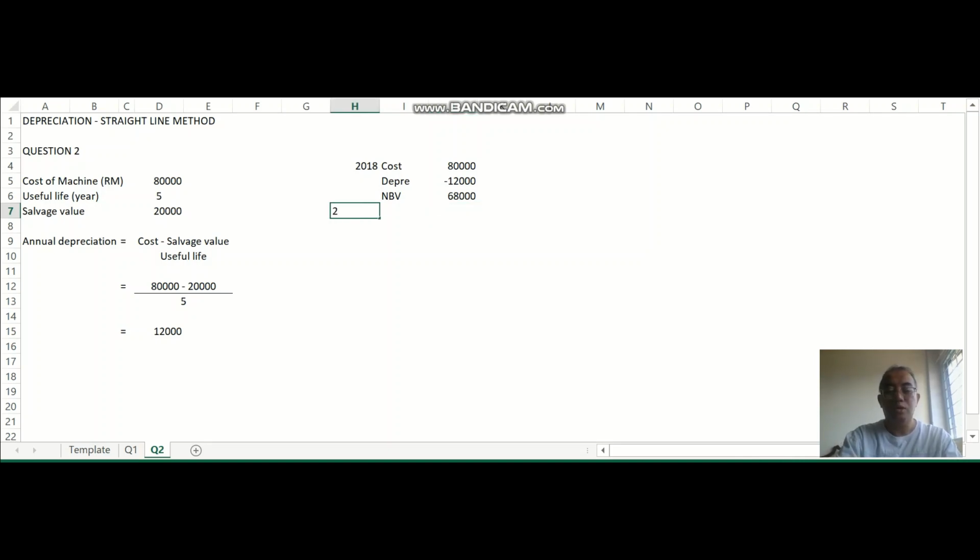So let's do 2019. Again, we have depreciation, because as long as the asset is still in your hand, you need to depreciate unless you do some disposal. The depreciation is still 12,000, because this is straight line. So your net book value in 2019 is 56,000. Now the question asks you to do until 2020. So here comes 2020. We have depreciation, still 12,000 per year, so we have the net book value of 44,000.